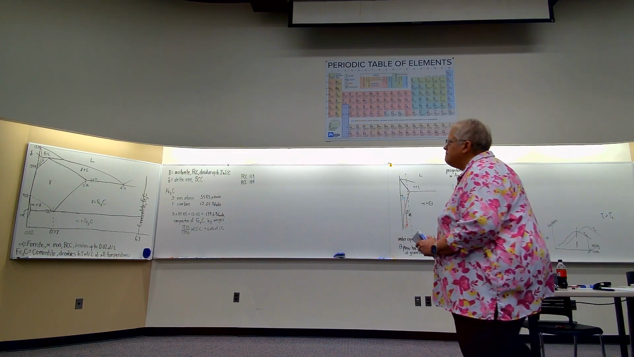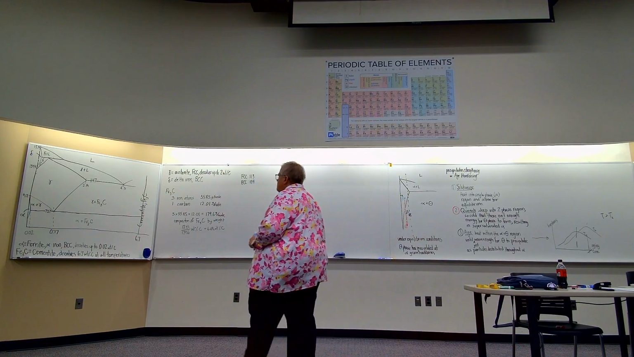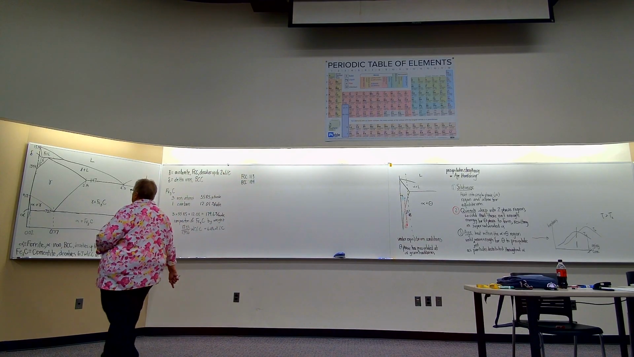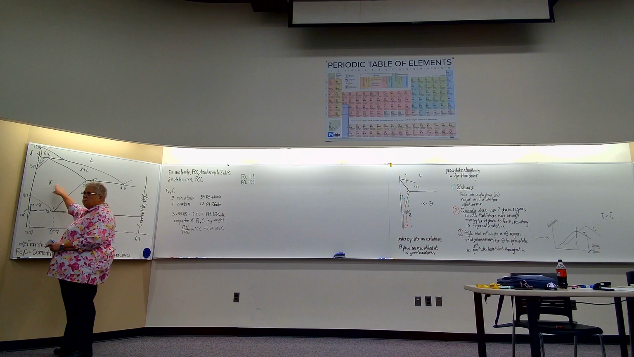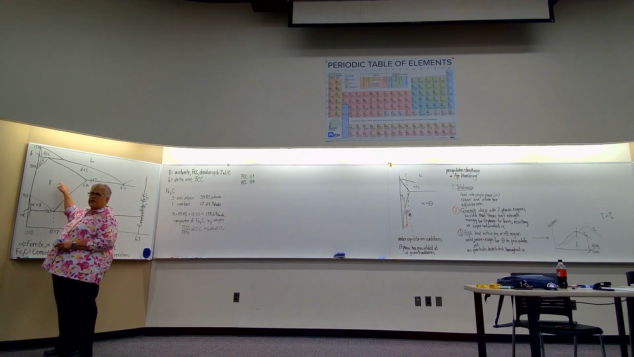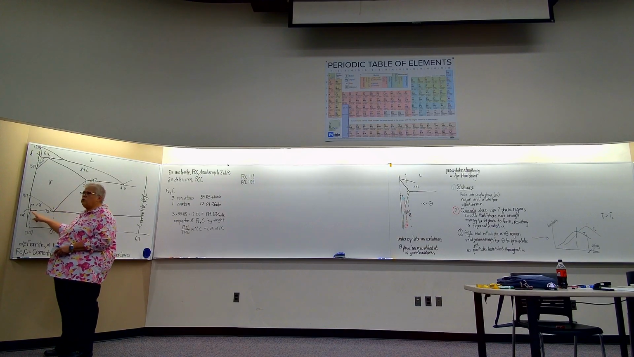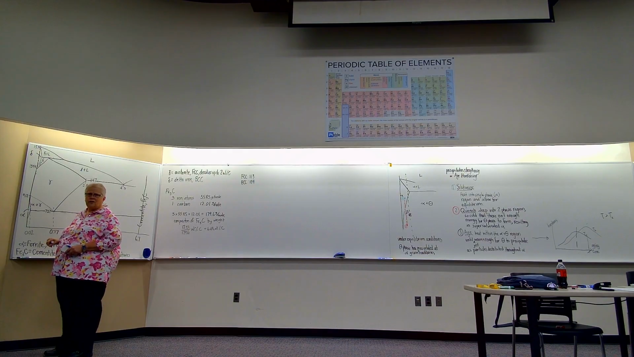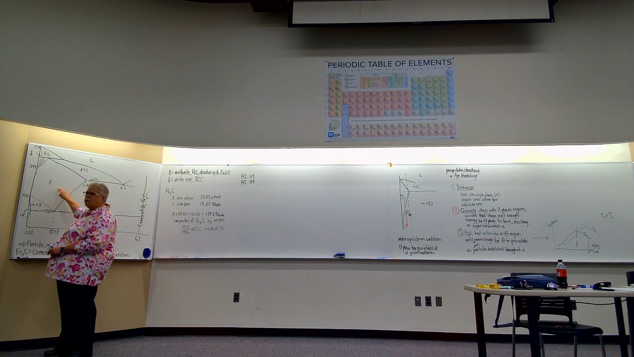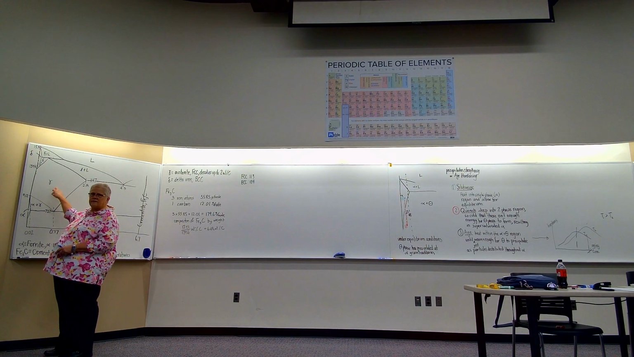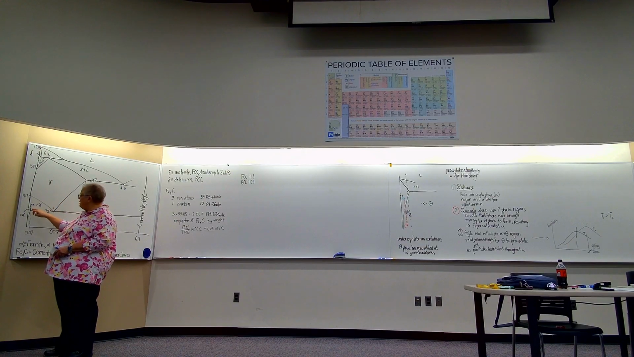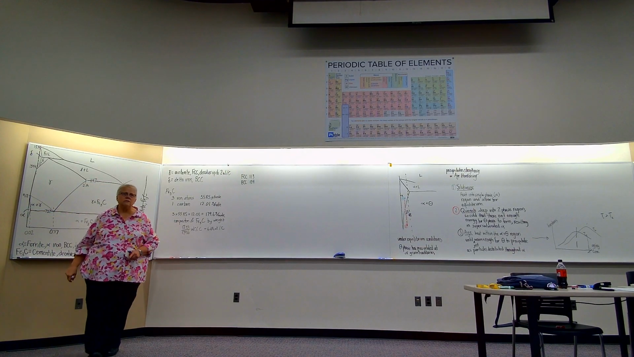Okay. So here's a puzzle. FCC is closer, the atoms are closer together than BCC. How is it that FCC can hold 2% carbon and BCC can only hold 0.02% carbon? 100 times more carbon atoms can get in this FCC than in that BCC.